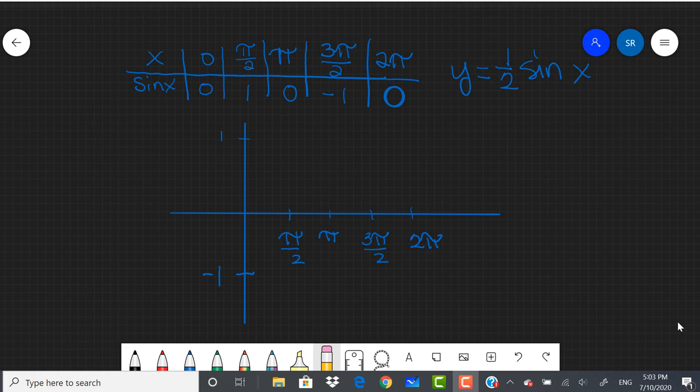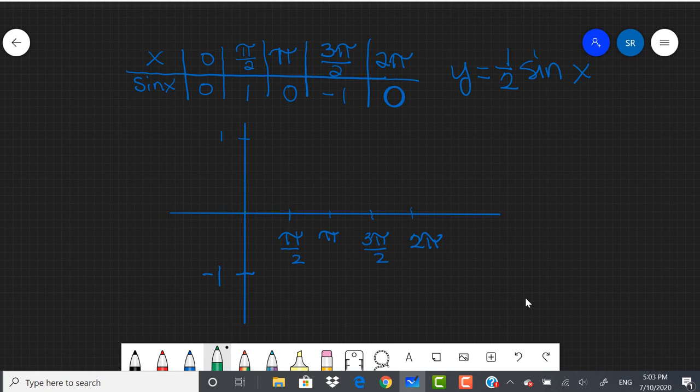Hi, in this video I'm going to show you how to graph y equals 1/2 sine x. We're going to graph it and compare it to sine x, which I showed you in the previous video. So just real quickly, I'm going to re-graph a regular y equals sine x, and we're going to compare it to y equals 1/2 sine x.